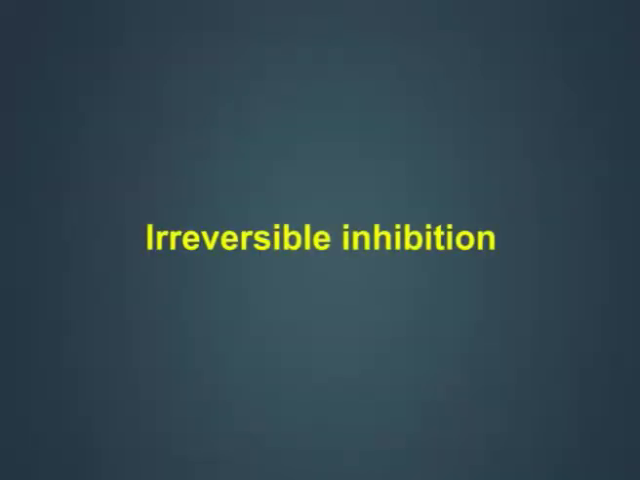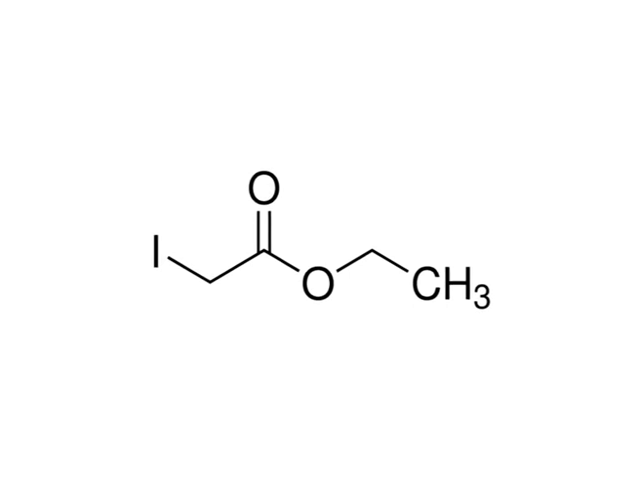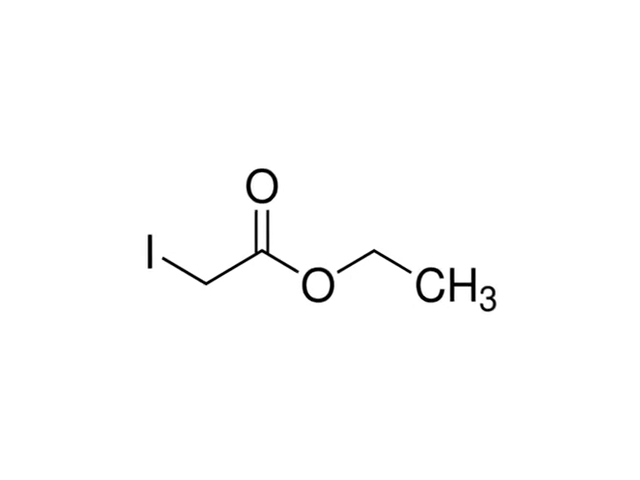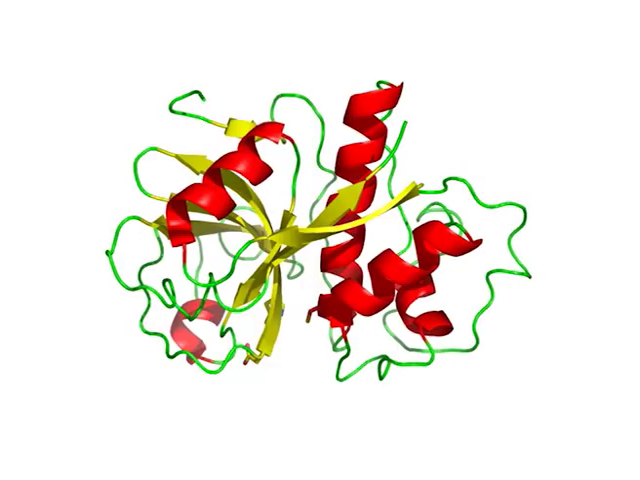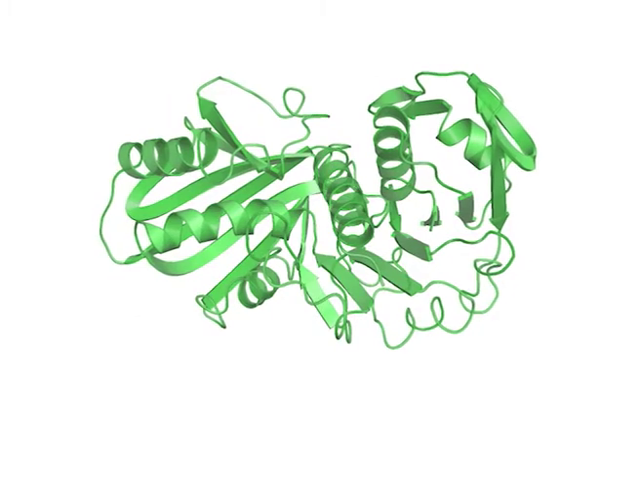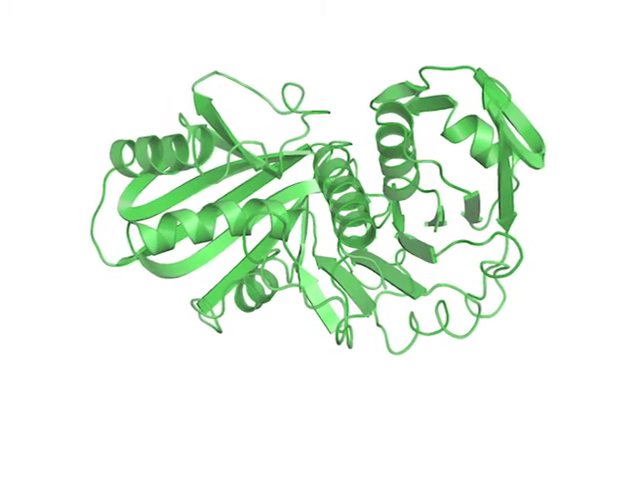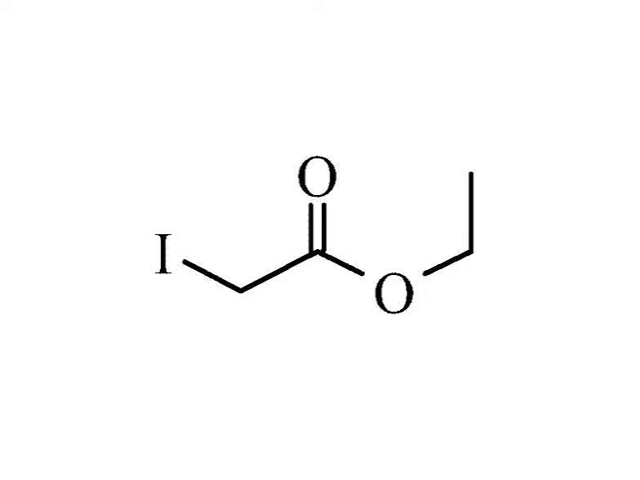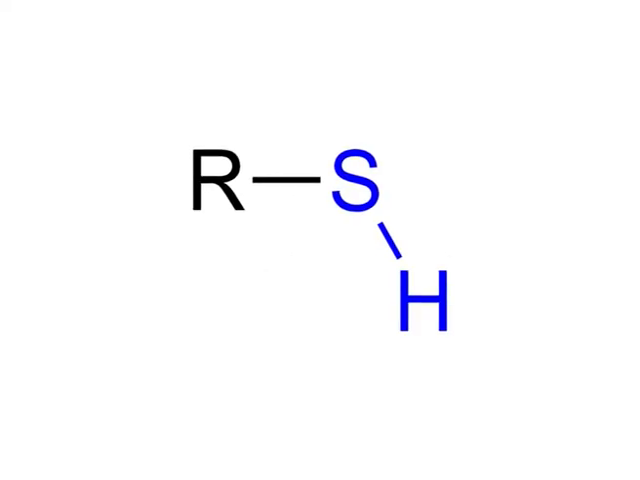Third type, that is irreversible inhibition. The inhibitors bind covalently with the enzymes and inactivate them. Iodoacetate is an irreversible inhibitor of enzymes like papain and glyceraldehyde 3-phosphate dehydrogenase. Iodoacetate combines with the sulfhydryl group at the active site of these enzymes and inactivates them.